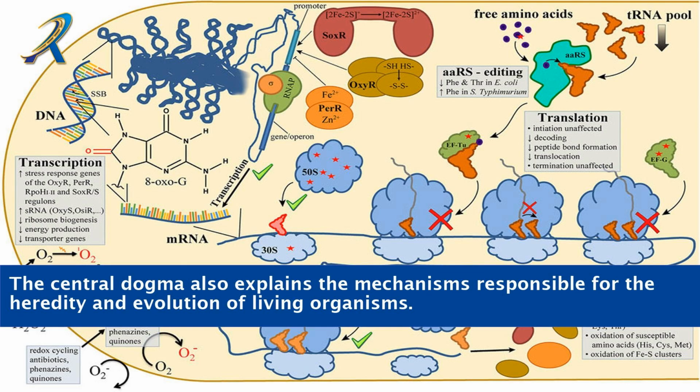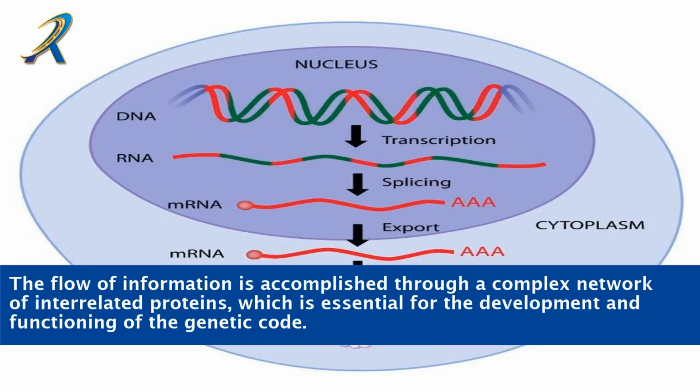The central dogma also explains the mechanisms responsible for the heredity and evolution of living organisms. The flow of information is accomplished through a complex network of interrelated proteins, which is essential for the development and functioning of the genetic code.